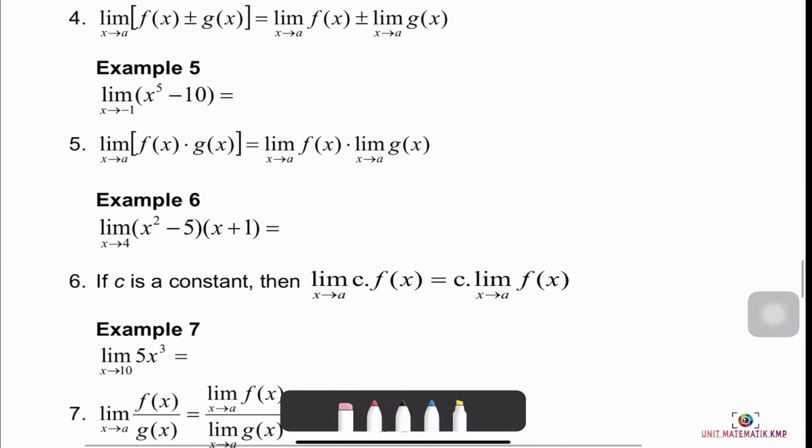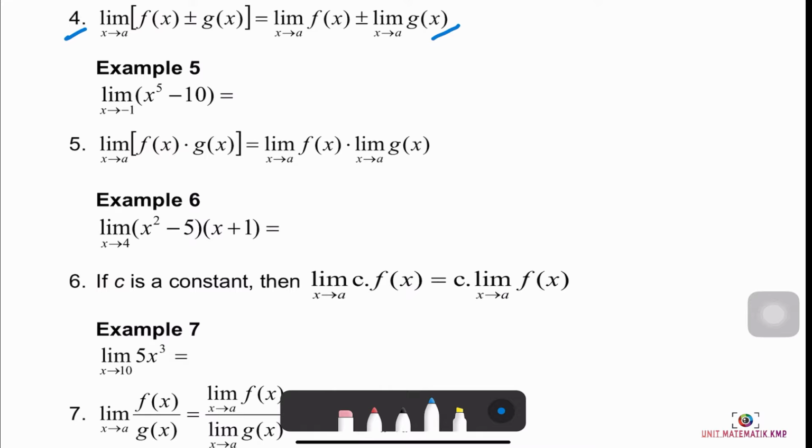For property number 4, what do we have here? We have the limit of f(x) plus or minus g(x), where we have two different functions, and either we add or subtract these two functions when x approaches a. So we can write this as the limit of f(x) as x approaches a, plus or minus the limit of g(x) as x approaches a.